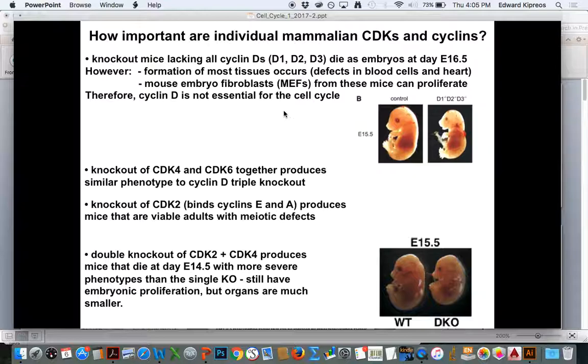So let's take a look at what happened. Here's a control mouse at E15.5. E15.5 just means 15.5 days after they mated, after fertilization. And you can see that these animals that lack cyclin D1, D2, and D3 are going to arrest at E16.5, so a little bit later than this. They're going to arrest and they're going to die. So what would be your conclusion about that?